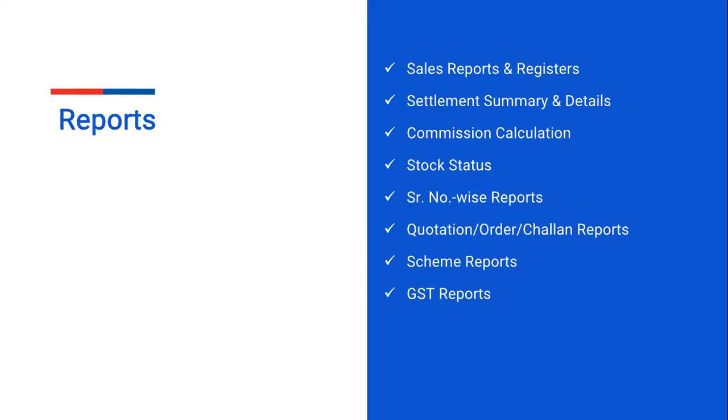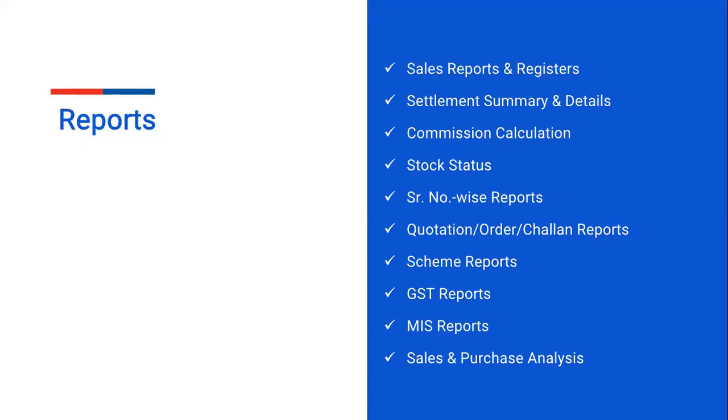GST reports. We have given various reports in Busy like GST summary, GST reports. We have given GST returns. You can see the sale and purchase on the basis of your GST. MIS reports. We have various options of MIS: item-wise profitability report, bill-wise profitability report, salesman-wise profitability report, party-wise item profitability report, cash flow, fund flow. Various reports we have given in Busy for MIS reports.